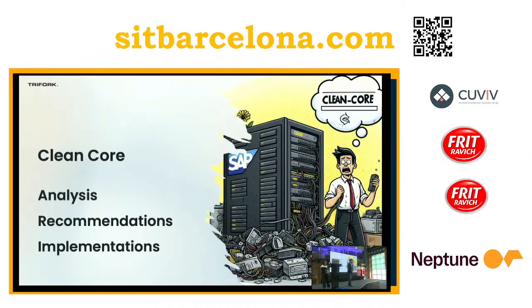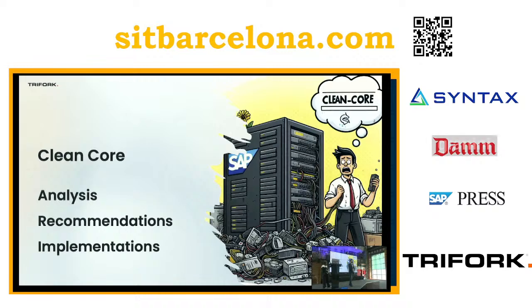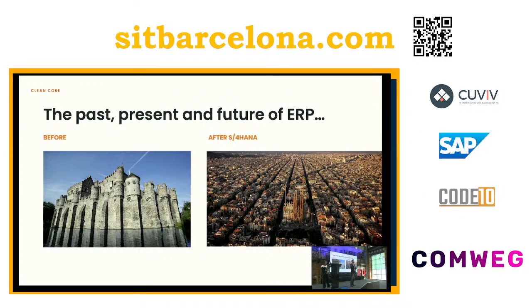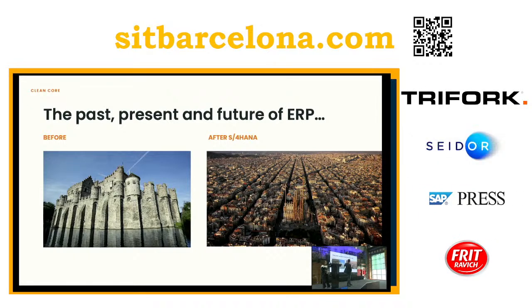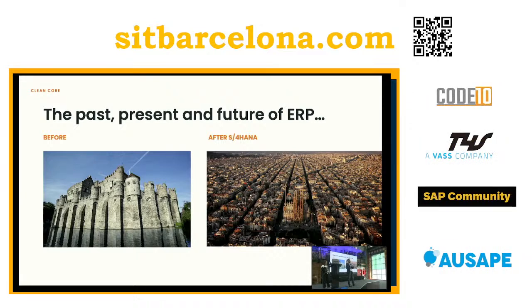And of course, the big buzzword of the past 2-3 years, clean core. We have a big focus on clean core analysis, recommendations, and helping customers implement these clean core solutions in their landscape. What does that mean? We like to say we take your existing implementation, being a monolithic castle-like SAP ERP infrastructure, and transform it into a modular S/4HANA landscape, like Barcelona.